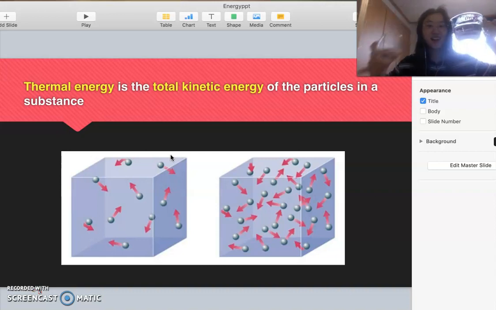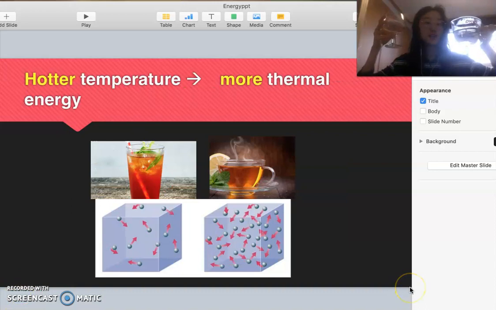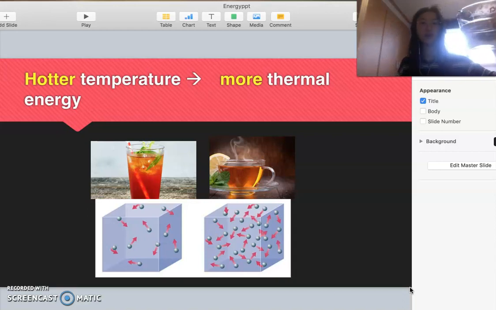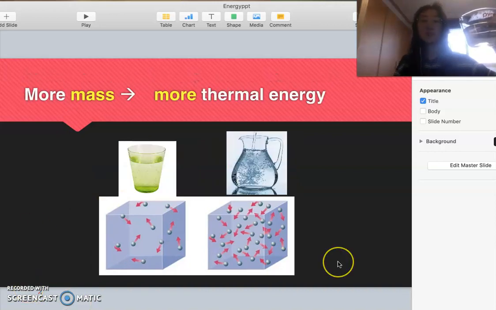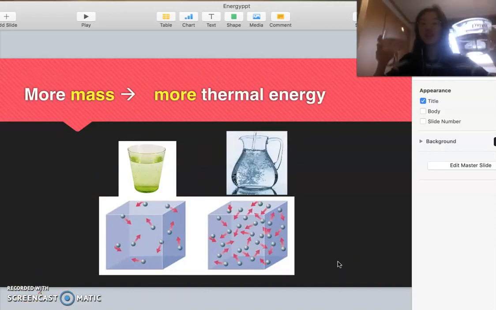If you said hot water, you're correct. Why? There are two rules you need to remember about thermal energy. The hotter the temperature, so the hotter the water, the more thermal energy it has. And more mass, so the more space it takes up, the more thermal energy it has.